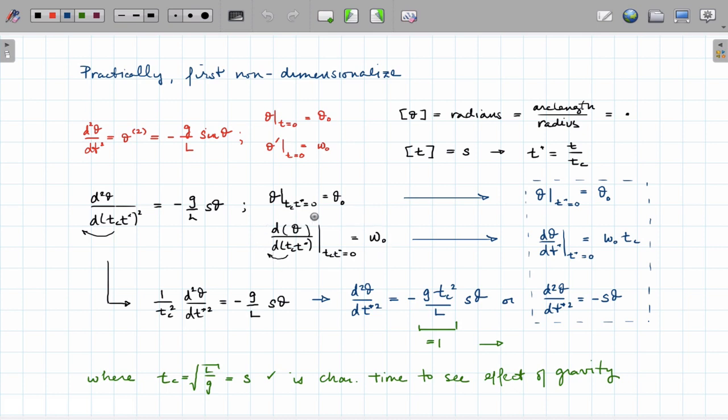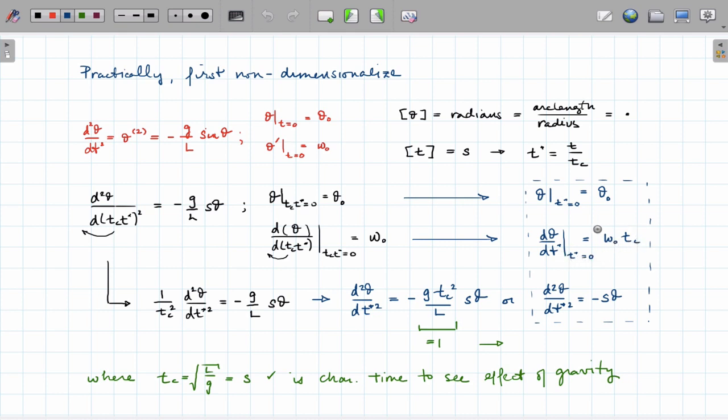We have another condition at t equals 0, but this is on omega. Omega is just d theta dt. So replacing t with Tc t star again and recognizing that Tc is a constant, bring it outside of the differential. And then going ahead and multiplying both sides by Tc, we end up with our dimensionless initial condition, d theta dt star at t star equals 0 is just omega Tc.